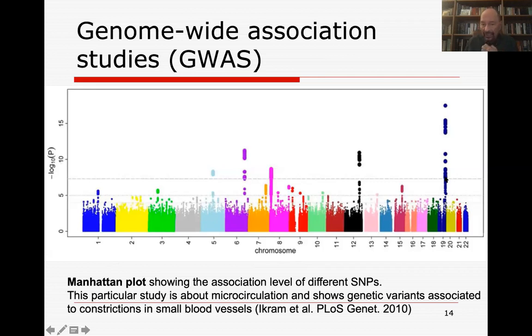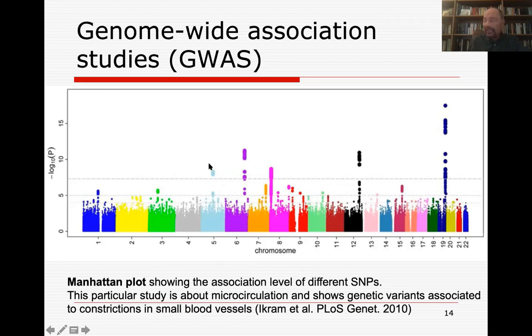So when you have this, every point gives you the SNP, and you see that in this specific case, where there's nothing to do with radiation, it is a case of constriction of a small blood vessel. It is a study on microcirculation. You see that constriction in small blood vessels seems to be associated with SNPs, quite significantly with SNPs in chromosome 6, chromosome 12, and chromosome 19. So this is single nucleotide polymorphism.